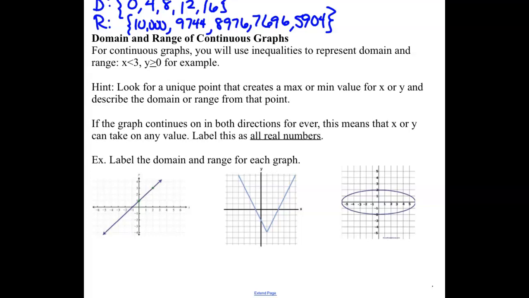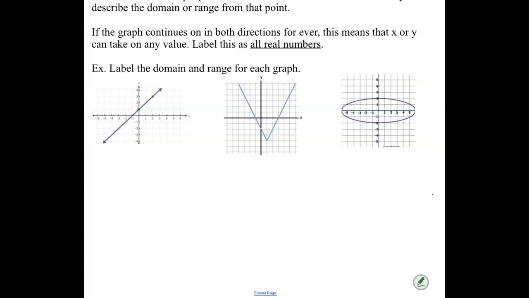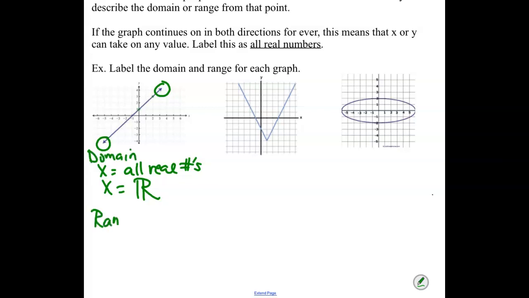So let's look at a few examples here. In our first one, we have a line. It goes on forever because we have these arrows here. So there's no cutoff for x's or y's. We would say x equals all real numbers. And again, we could write that as a capital R with a double bar. Our range, so this was domain, and our range, there's no cutoff as well. So we would say y equals all real numbers. Or again, we could say y equals that capital R.